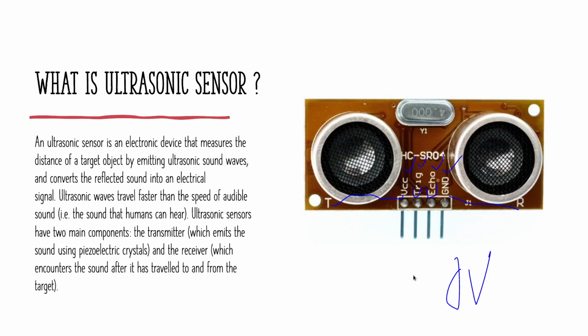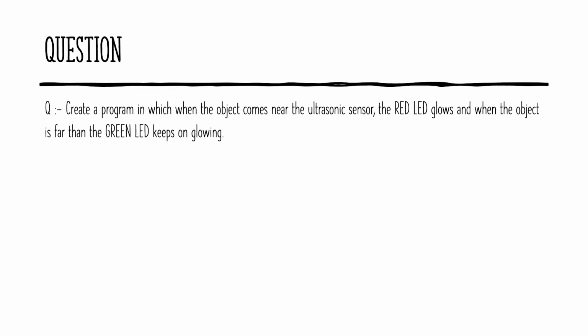Now going ahead, we have a small problem for us. Question: create a program in which when an object comes near the ultrasonic sensor, the red LED glows, and when the object is far, the green LED keeps on glowing. Instead of glowing, you can assume it as glows also.